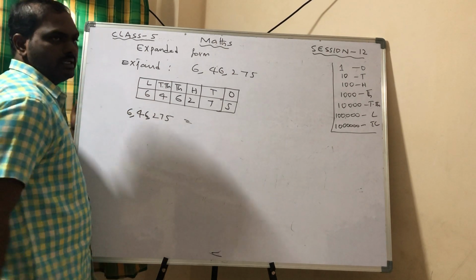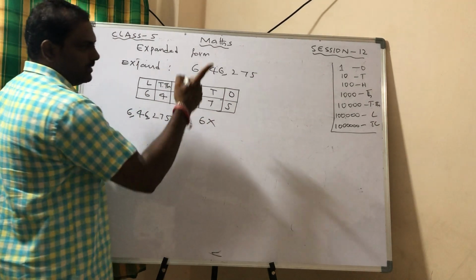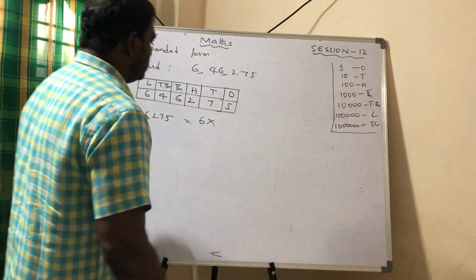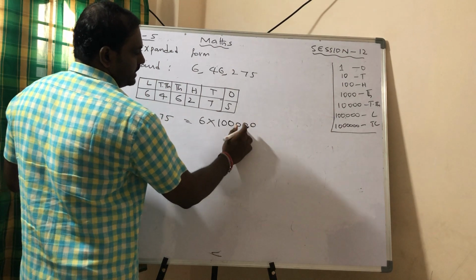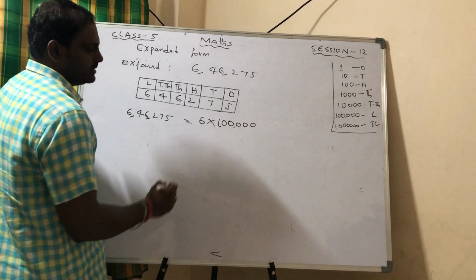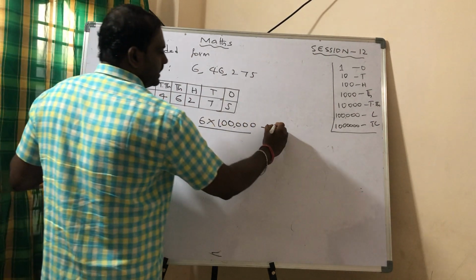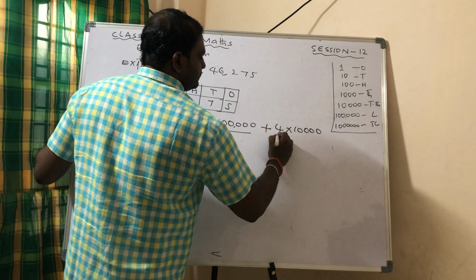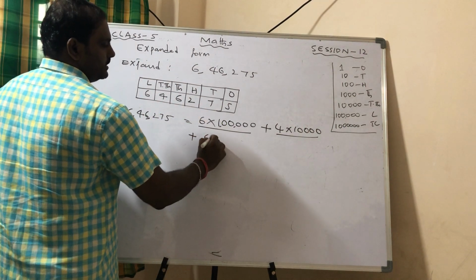Next, 6,46,275 can be written as 6 into 1 lakh. 1 lakh means how many zeros are there? 1 with 5 zeros. So unit, 10, 100, 1000 and 10,000, lakhs. This is the first one. Plus 4 into 10,000, 4 into 1 with 4 zeros. Plus 6 into 1000.